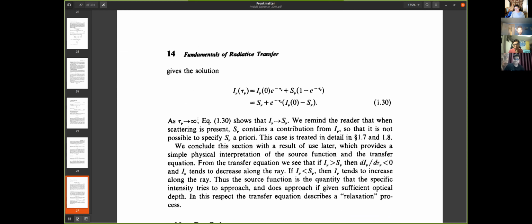So this is the solution to the radiative transfer equation without scattering, and for a uniform medium where alpha nu and j nu are constant with position within the medium. So that's a very important solution.